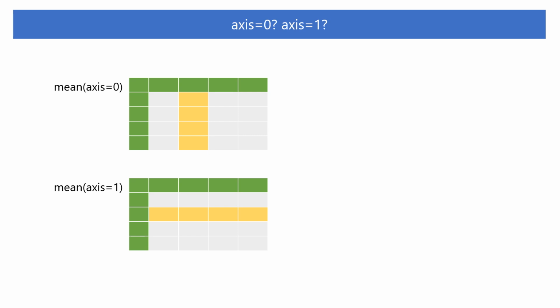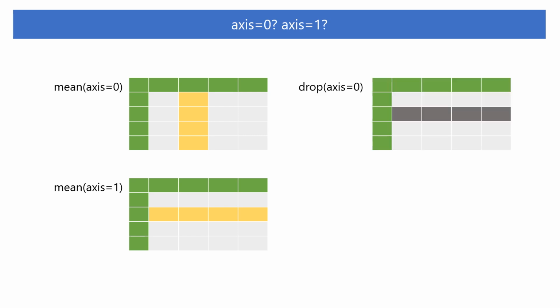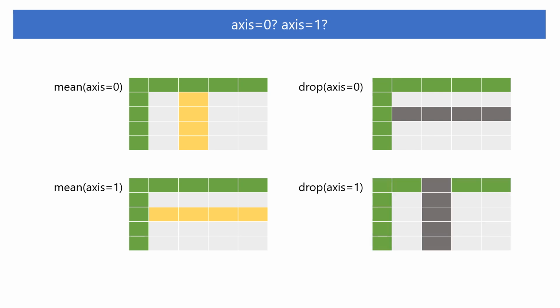Drop is a method for deleting rows or columns. In the drop method, the axis indicates which direction's elements, that is, rows or columns, are to be deleted. Drop axis equals 0 deletes rows. This means that the elements in the row direction are deleted. Drop axis equals 1 deletes columns. This means that the elements in the column direction are deleted.